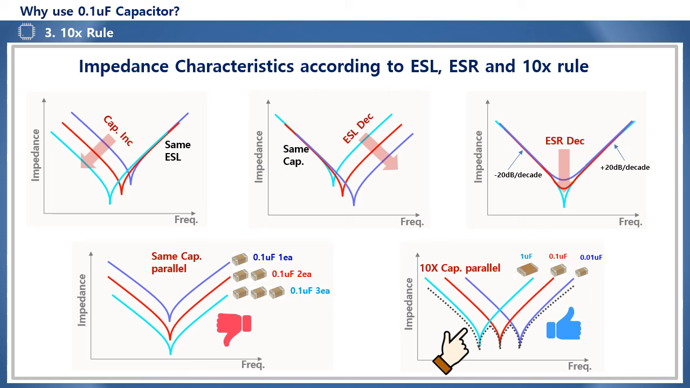In other words, you can obtain impedance characteristics that can bypass a relatively wide bandwidth of noise from low to high frequencies. This method of designing the bypass capacitor value in parallel to be 10 times higher is called the 10x rule. Depending on whether the actual noise frequency is low frequency, high frequency, or wide-ranging, these combinations, that is, the number of parallel connections or the capacitance values, may differ.